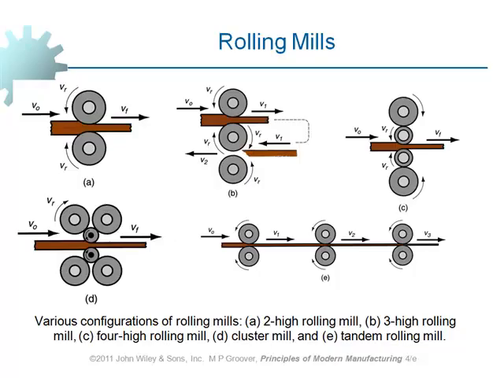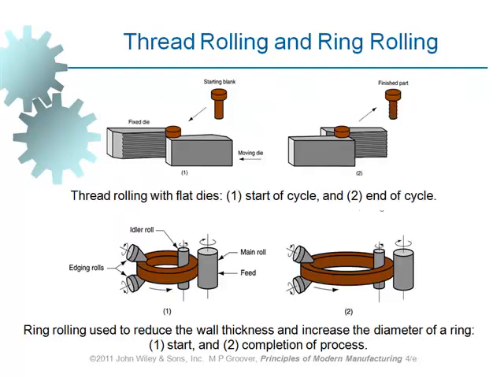Sometimes we make use of a number of opposing rolls in order to subject the material to an even greater change of thickness. Okay, that was a very brief description of the rolling process.